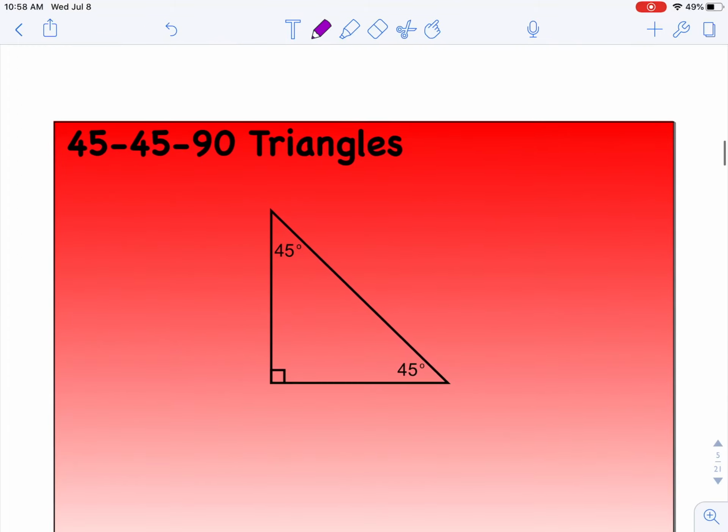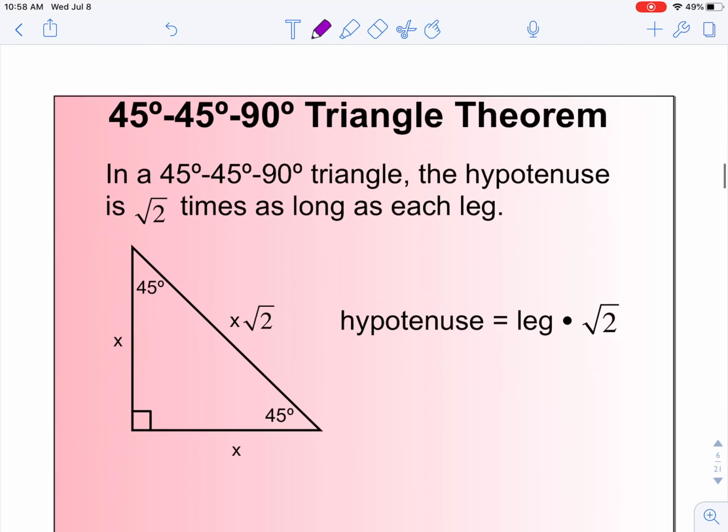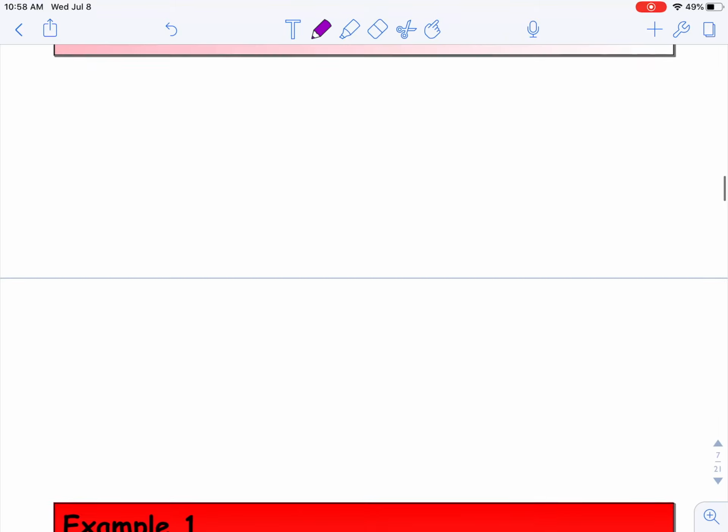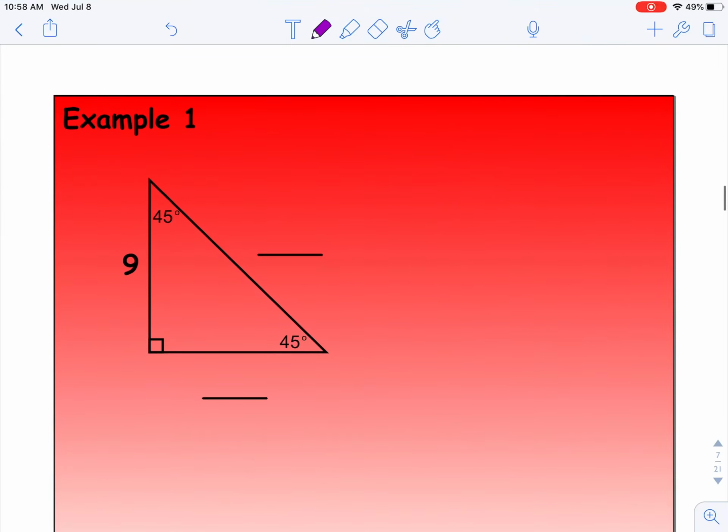and you get 45. So the relationship in 45, 45, 90-degree triangles is we have these two sides are the same. So we're going to call those x. And the hypotenuse is the square root of 2 times x, or the square root of 2 times bigger. So this is our 45, 45, 90-degree triangle theorem. It says in a 45, 45, 90-degree triangle, the hypotenuse is the square root of 2 times as long as each leg, or the square root of 2 times bigger. So we're going to use that to find some missing side lengths.